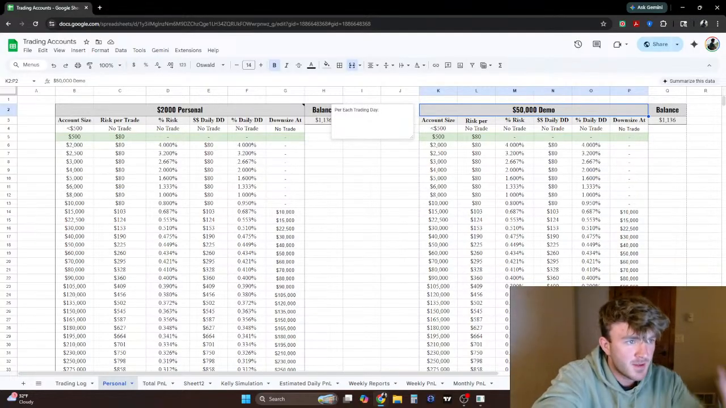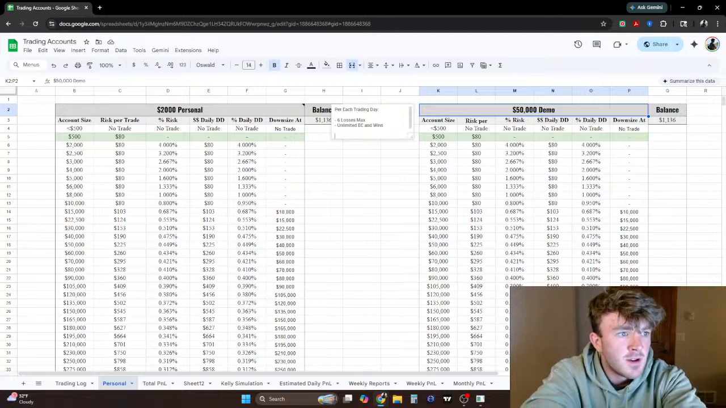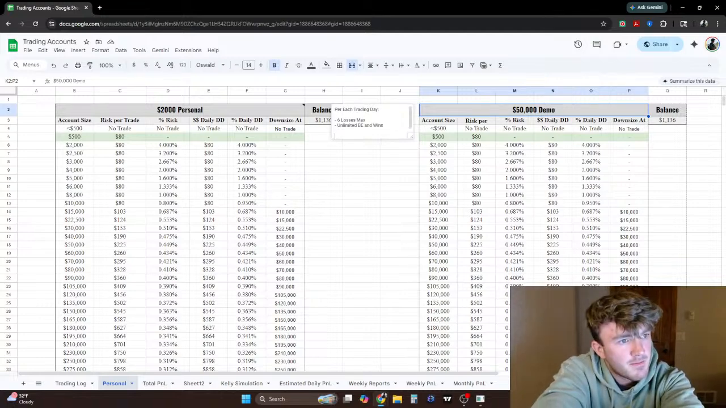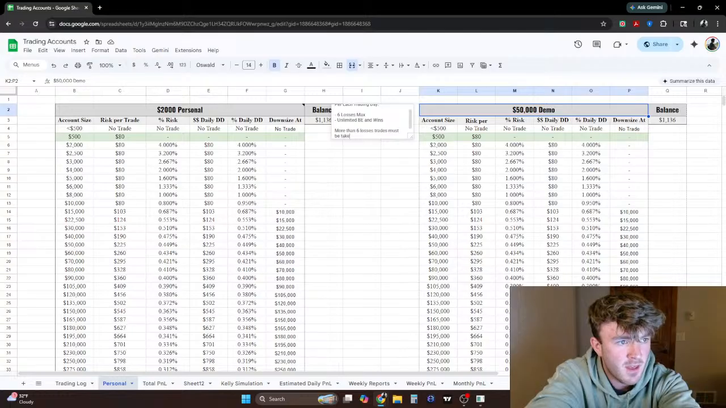For each trading day, on the demo account, it's 6 losses, max, unlimited break-evens and wins. More than 6 losses, trades must be taken on paper, on a TradingView paper.